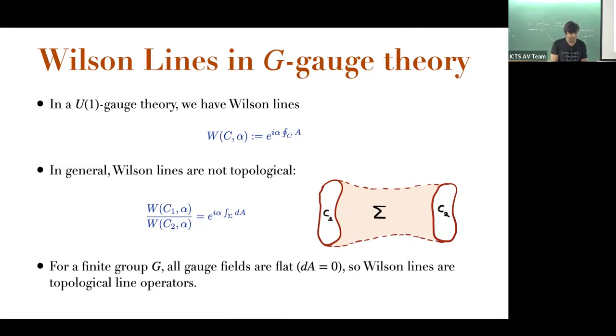Define that object. An explicit definition. Yeah. Of a Wilson line. A finite group.